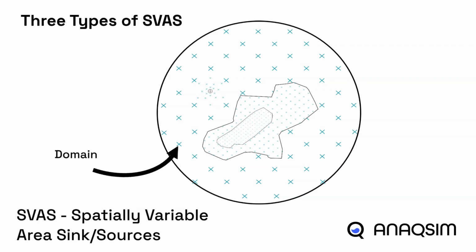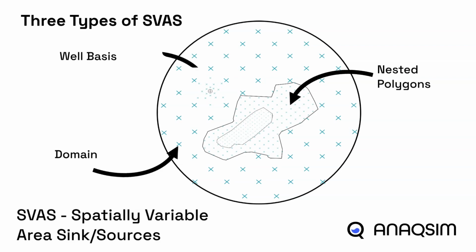Domain-wide SVAS sets the foundation for SVAS points across the entire domain. Polygon-based SVAS overrides domain-wide. Well-basis SVAS overrides both domain-wide and polygon-based. And when it comes to nested polygons, the order of overwriting is based on a user-defined nesting level.